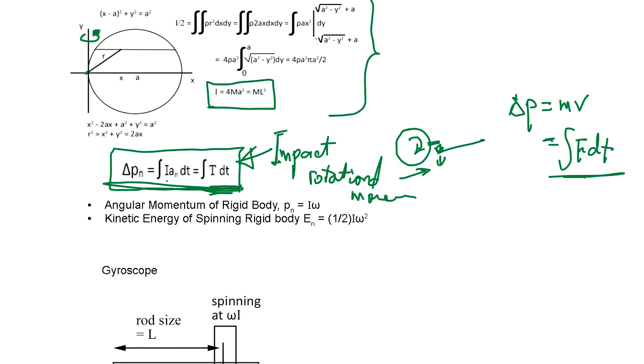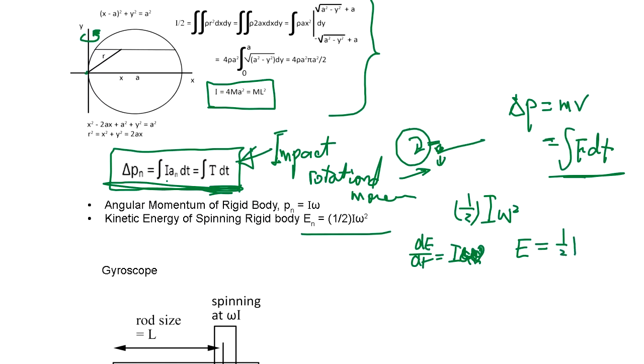And the kinetic energy of a spinning body is one half I omega square. So that's dE dt equals I omega, and if you take an integral, it's going to be that.